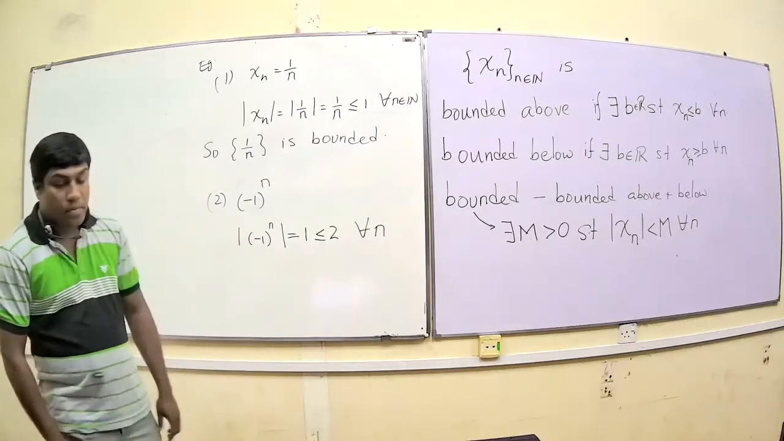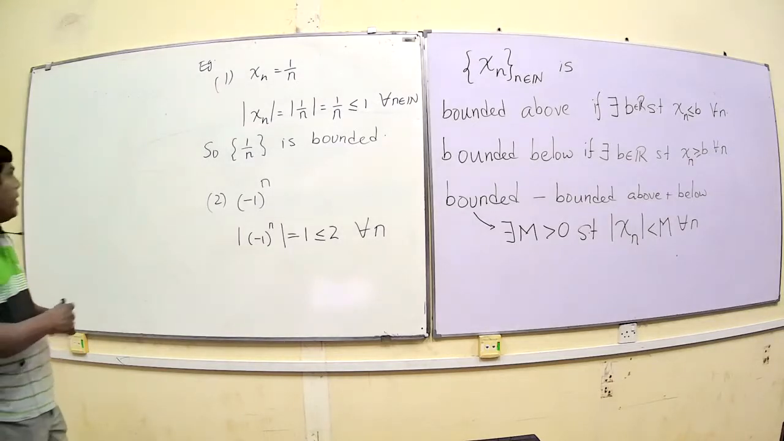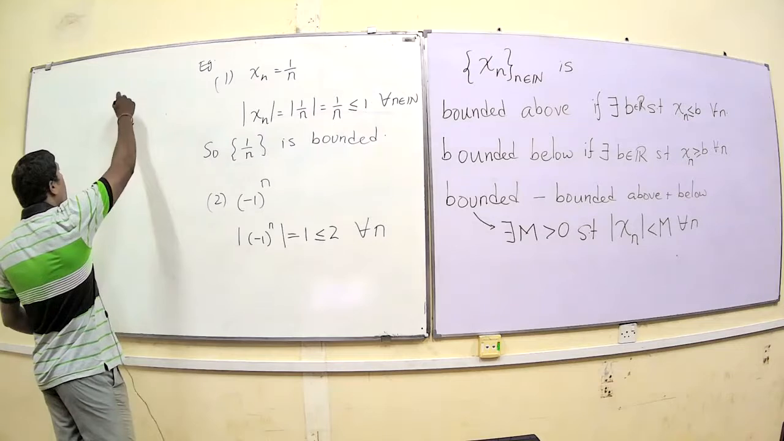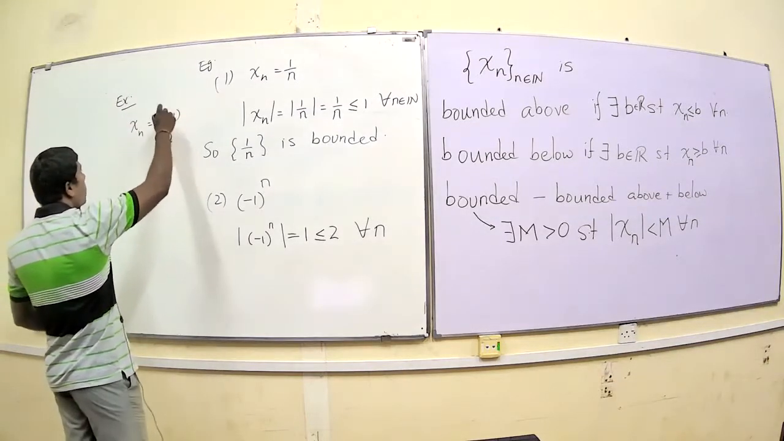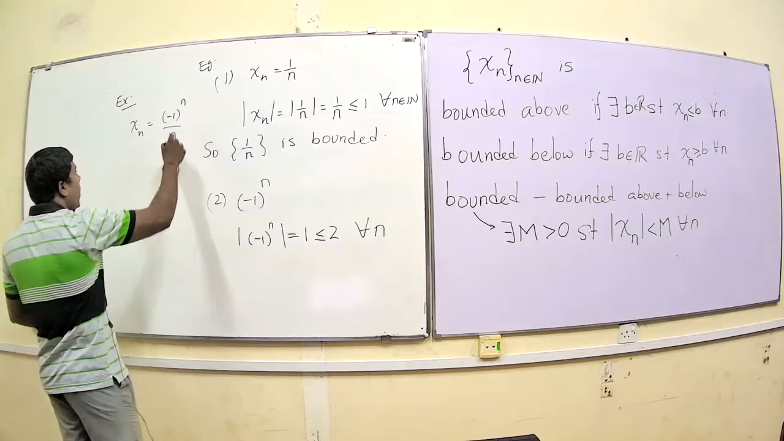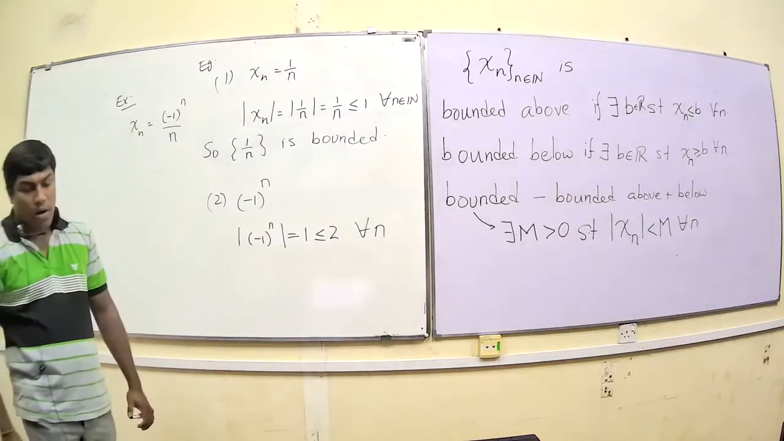Okay, so this is how you define bounded sequences. Another example I'm writing as an exercise: xn is equal to minus 1 to the power n over n. You try to see whether this one is bounded or not.